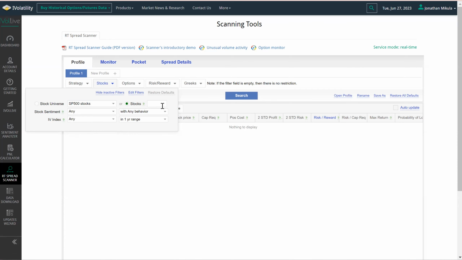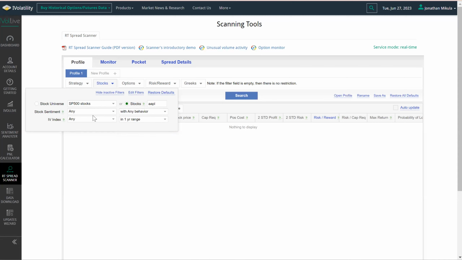But for now, let's do Apple. And you can, again, get super specific here. Do you want to look at the stock sentiment if you were doing it within the S&P? You could choose bullish, neutral, bearish, or any behavior, or do you want volatile or quiet? This is more applicable if you're looking to generate trade ideas. If you already have a trade idea like Apple, you can just specify the stock.